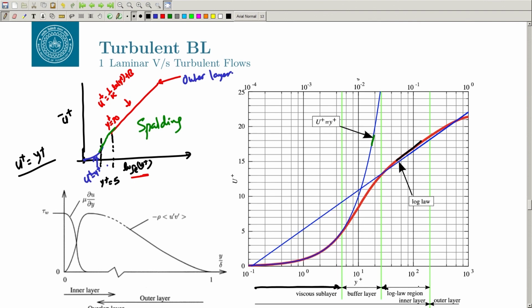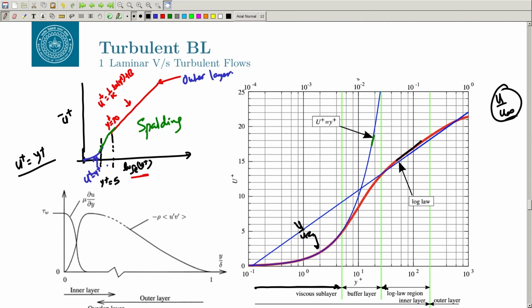Okay, in the outer region it will not be described by the log law, but you will need to consider the free stream pressure gradient and the boundary layer thickness. So, there the scale will be u by u infinity and not u by u tau. Here we have used u by u tau as the scale, but if you go away from the inner layer to the outer layer, your scale is u by u infinity.